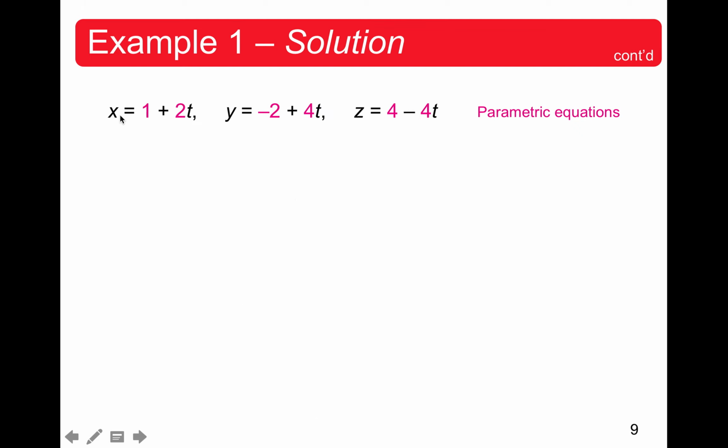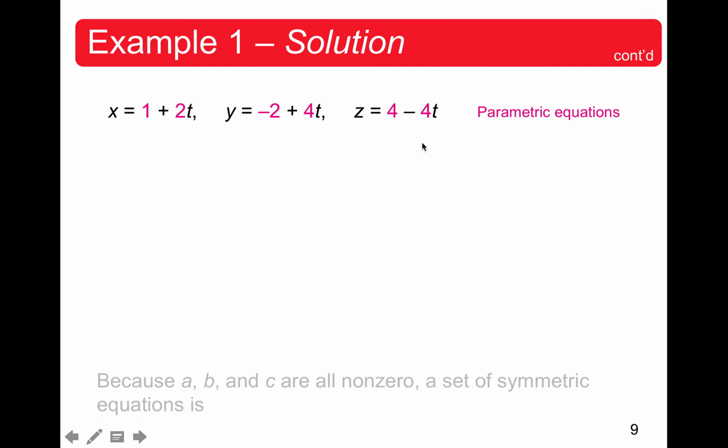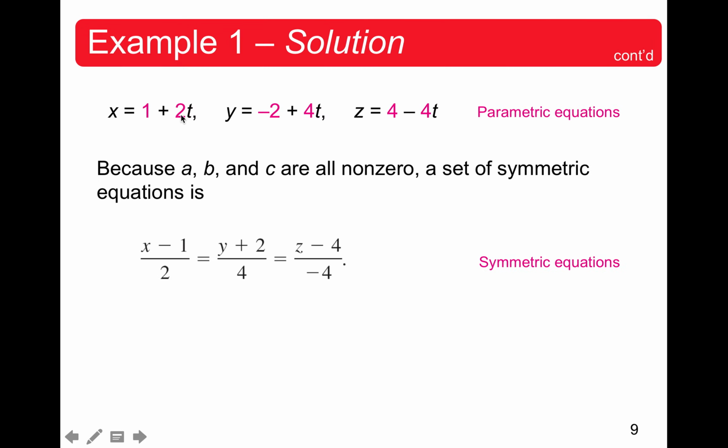So we can fill those in, if we go back to the previous slide. So this is our x1 and our a, there's our y1 and our b, and our z1 and our c. So then if we solve each of these for t, you can rearrange this in your mind here. It'd be x minus 1 divided by 2, and then y plus 2 divided by 4, and z minus 4 divided by negative 4. So that's our symmetric equation.